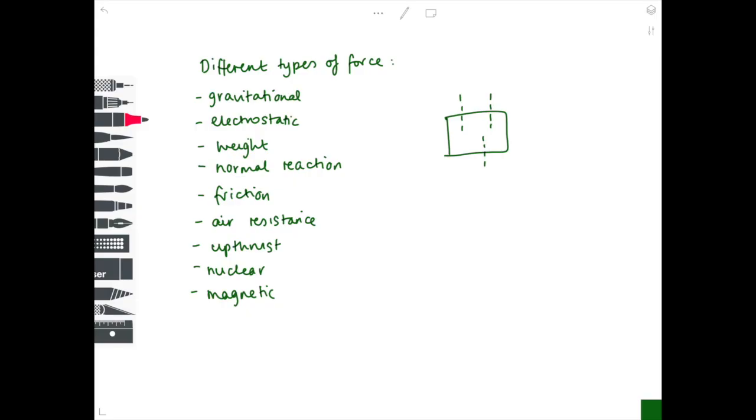Friction is a nice straightforward one. That's when two objects slide past each other, they experience a friction force. So for example, a toy car sliding down a slope will experience friction where its wheels touch the slope.